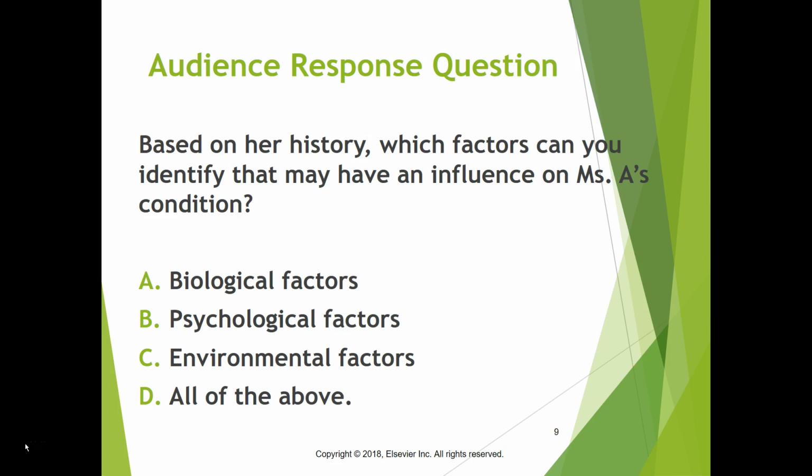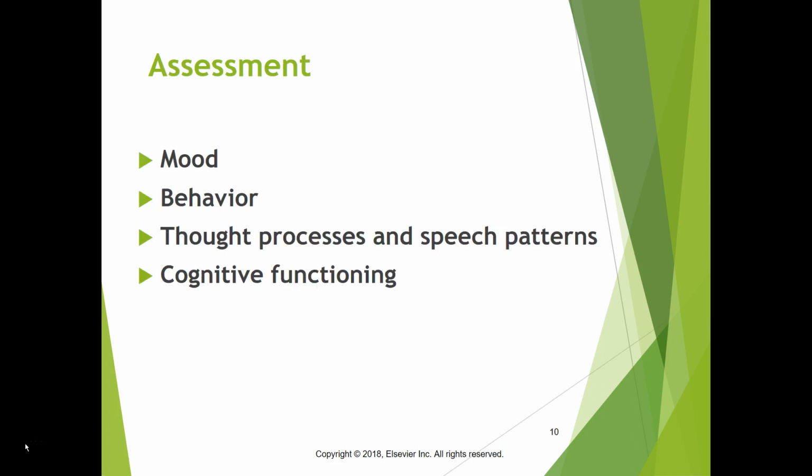So, based on her history, which factors can you identify that may have an influence on Miss A's condition? Biologic factors, psychological factors, environmental, or all of the above? I'm hoping that you picked all of the above. It's very possible that she has a biological family history of mood disorder. It sounds like she had a very dysfunctional family environment, and all of the psychological stress that her parents put on her. So all of the above would influence, not necessarily cause, but influence her condition.